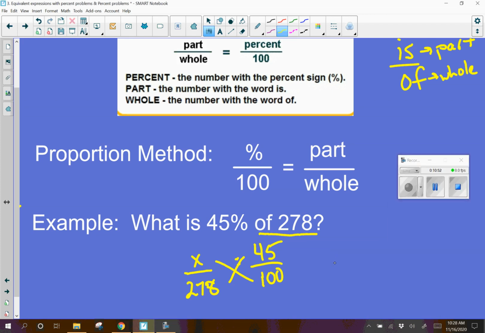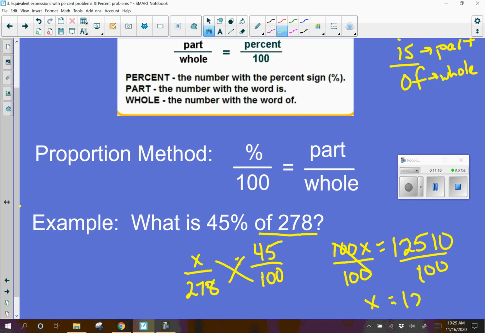So we've got 100 times X is 100X. And then on your calculators, you can go ahead and multiply 278 times 45, and that leaves me with 12,510. And then my last step is to divide through by 100, which means we're just going to do 2 decimal scoops in, leaving us with 125.10, or 125.1. So 45% of 278 is going to be 125.1. So that's your proportion method.